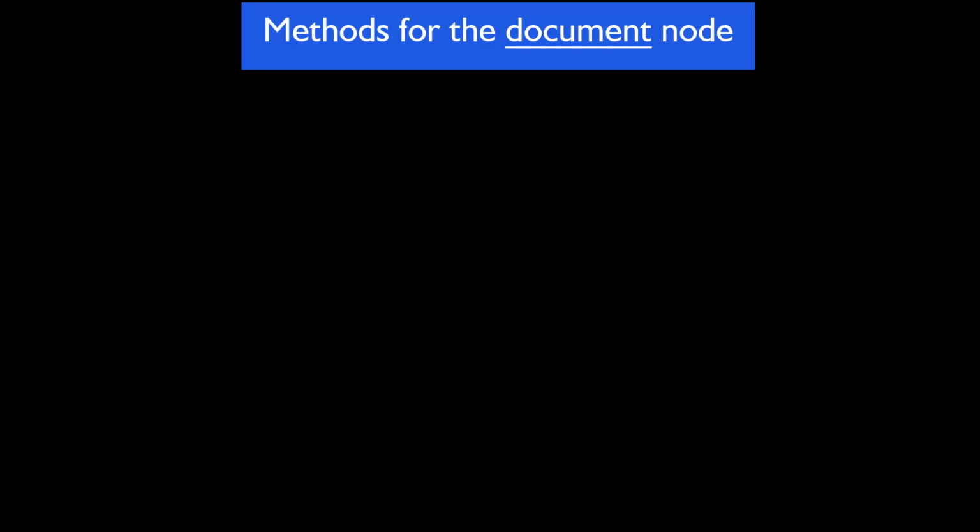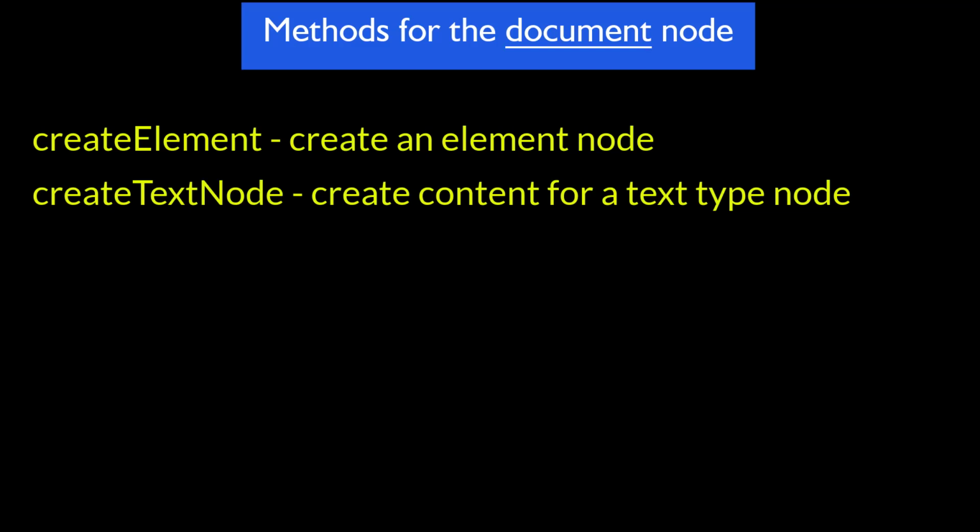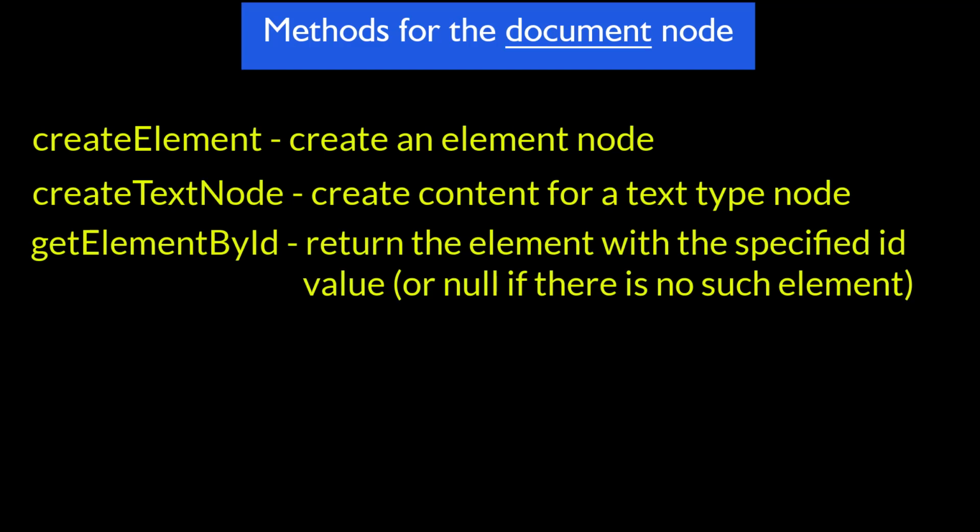Let's look at some tools, a few of the methods available for the document node. createElement creates an element node. createTextNode creates content for a text type node. And getElementById returns the element with the specified ID value, or null if there is no such element. There are more, but these will be plenty for our needs.